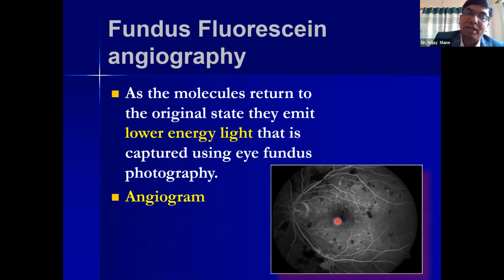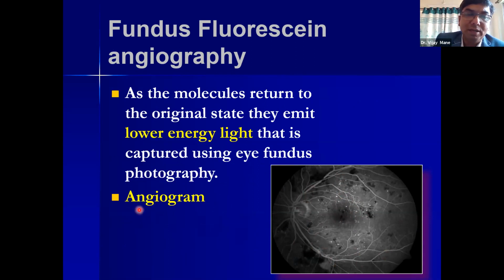So after some time they are going to emit the light at these lower energy levels, and these emitted lights are captured using the same fundus camera. So we get a proper image of all the blood vessels. That is called an angiogram.